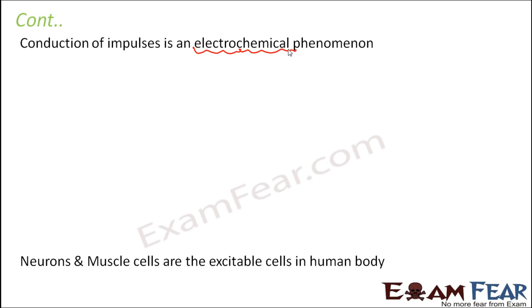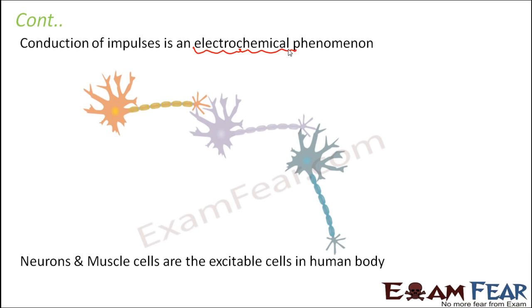Now another important thing to be noted here is that inside the human body we have so many different types of cells. Please note that neurons and muscle cells are the only excitable cells in the human body. So we also have the epithelial tissues, we also have the connective tissues, but they are not excitable cells. Now what do you mean by excitable cells? That means a cell which can get excited or get activated when a stimulus is received. So this property is present only in case of neurons and the muscle cells.